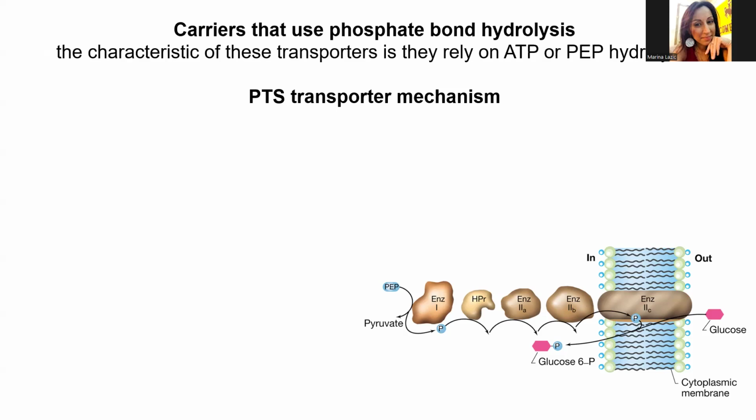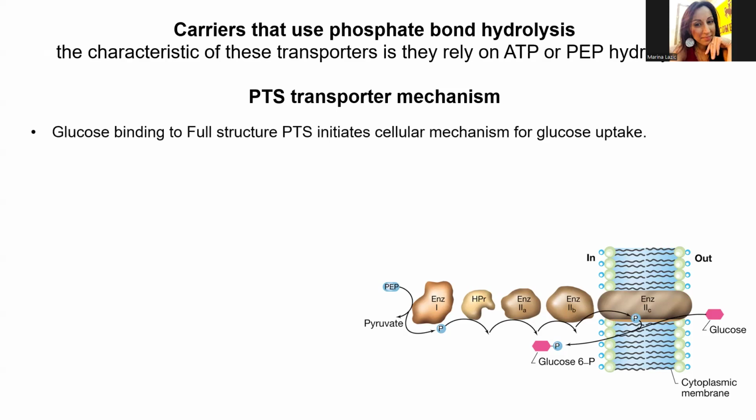The next in line is the phosphotransferase system, which is PTS. Again, you probably remember this component from when we talked about E1, E2, E2ABC, and HPr. So this transporter is a glucose binding transporter. When glucose binds, the full structure of the PTS transporter will initiate the mechanism of glucose uptake, and glucose will bind to the surface of the membrane. In order to be metabolized, glucose has to be phosphorylated. That's where this phosphorylation cascade comes into the game.